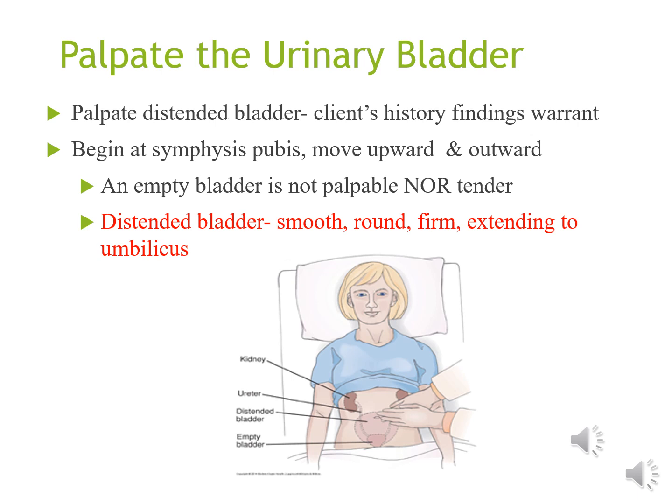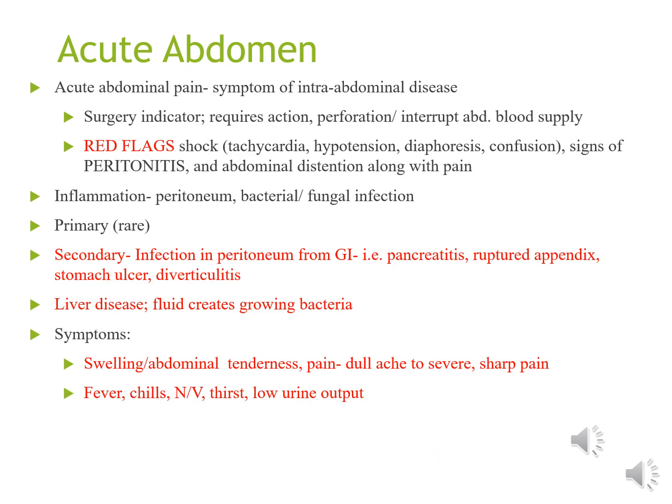Typically, the bladder is not palpable and non-tender. So if it's distended, tender, it may feel like a smooth round balloon that could extend up to the umbilicus. Your distended bladder can hold quite a bit of urine, and definitely would be an abnormal finding. Now we see a sign of distress, just like others. We consider this an acute abdomen. This is a symptom of intra-abdominal disease.